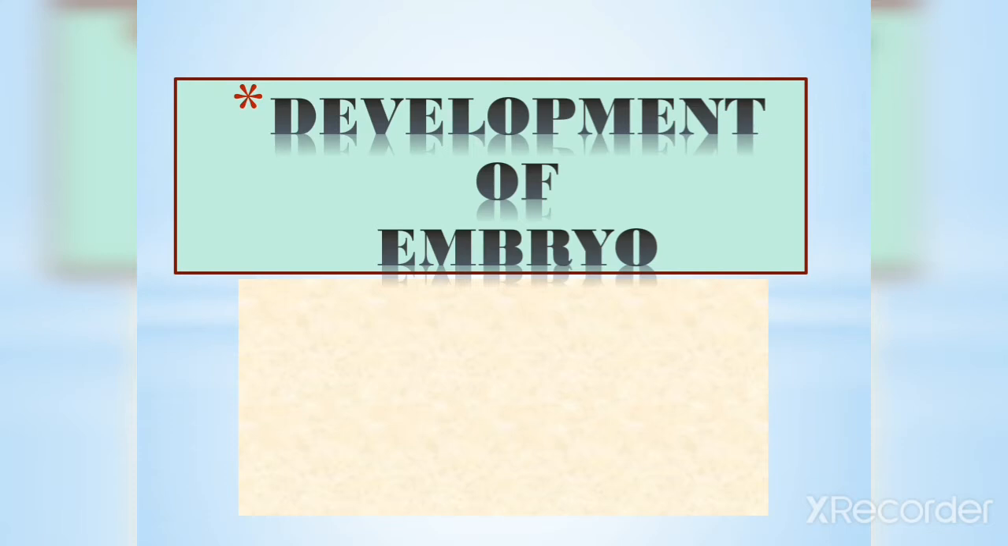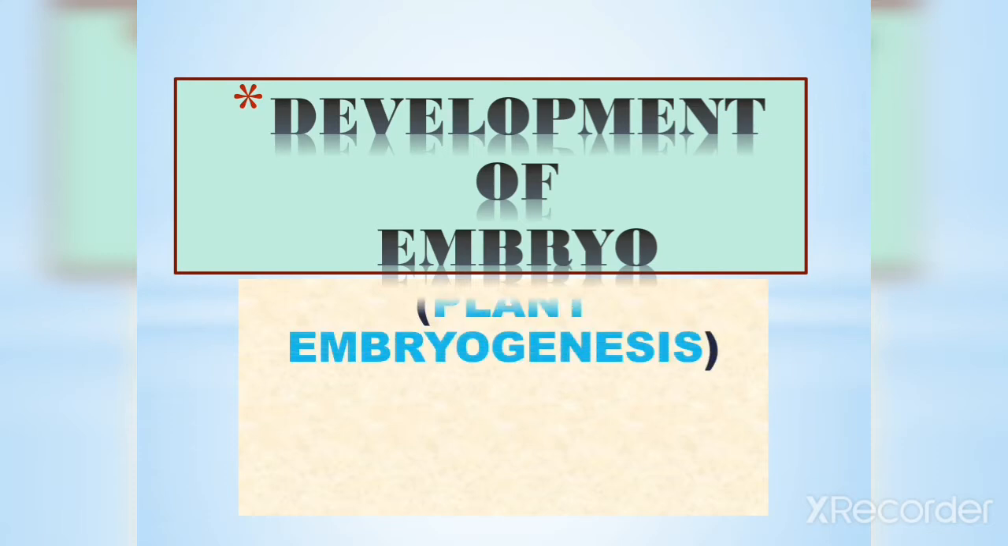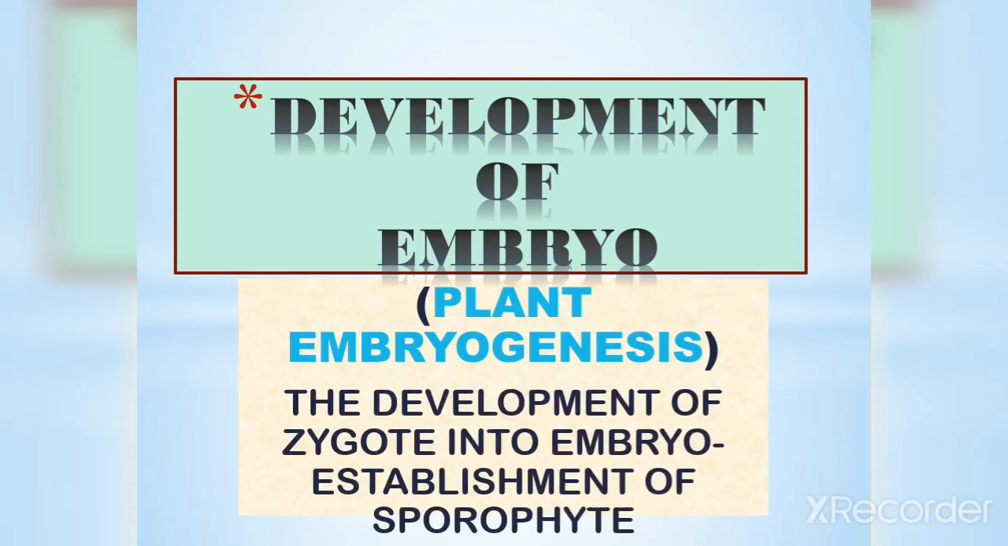So what is it supporting? It is supporting the development of the embryo. So today's lesson is development of embryo. It is also known as plant embryogenesis. You just recalled from the first chapter, reproduction in organisms, that there also we have seen embryogenesis, isn't it? Embryogenesis is a very common word that is applied both in plants as well as in animals. The development of the zygote into embryo is nothing but the formation of the sporophyte.